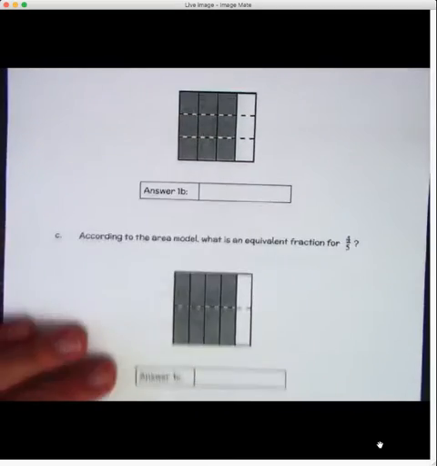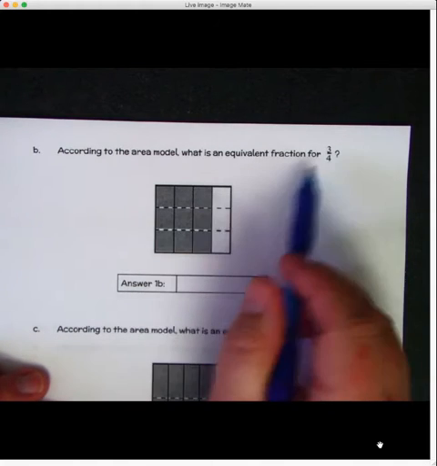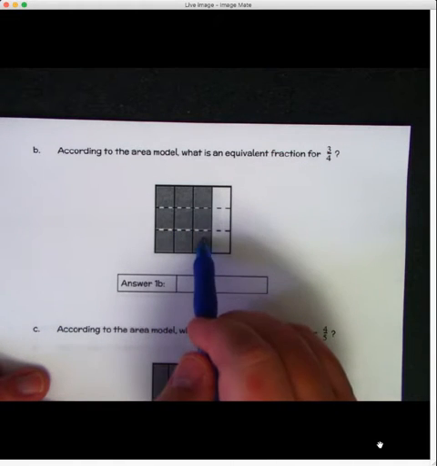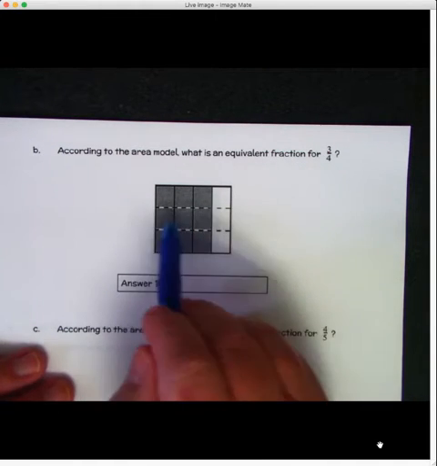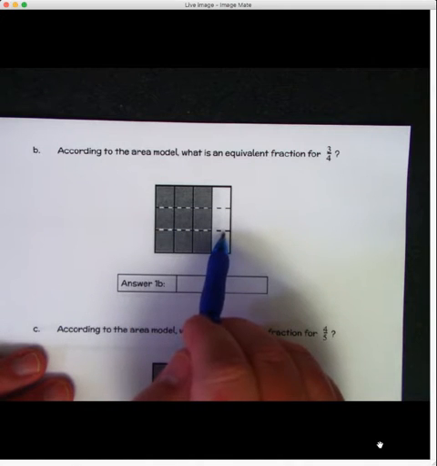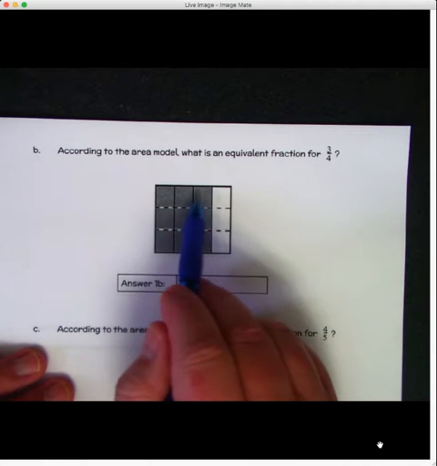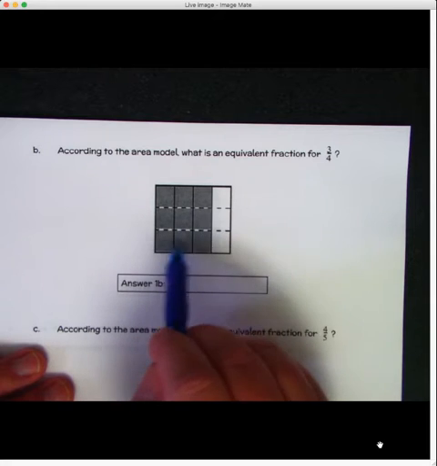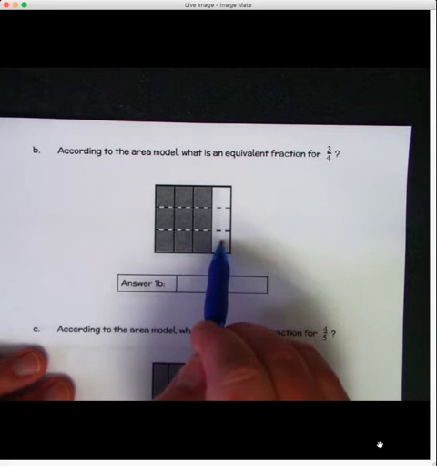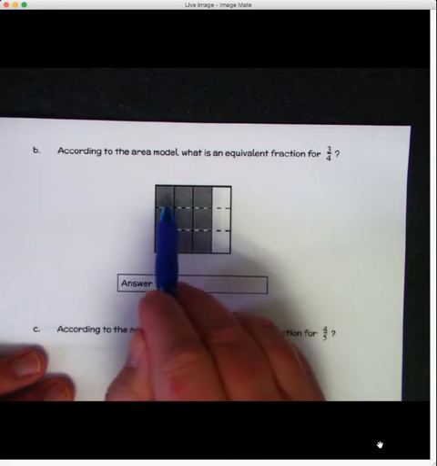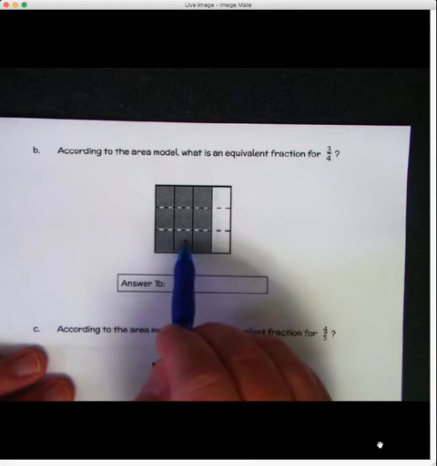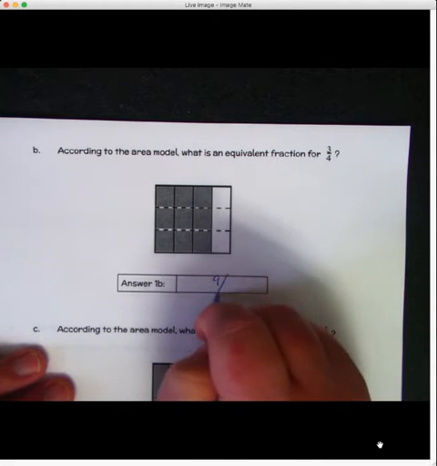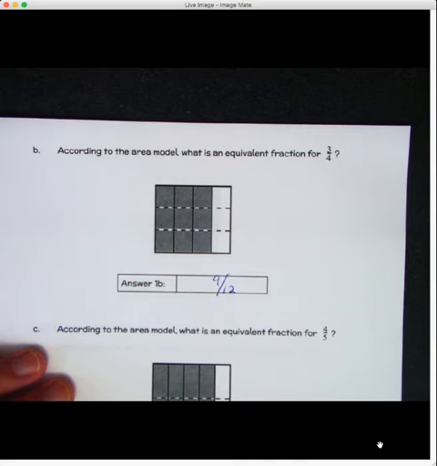All right, moving on. Now we've got 3/4, 1, 2, 3 out of 4 shaded in, but they drew 2 lines across and split these fourths into 12. And how many of the 12 are shaded in? 1, 2, 3, 4, 5, 6, 7, 8, 9. So 9/12 are shaded in.